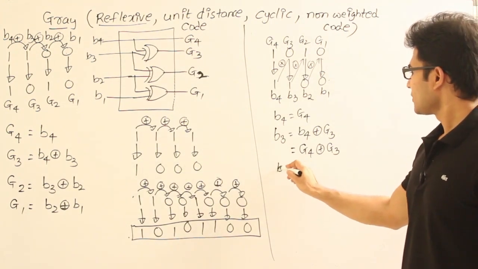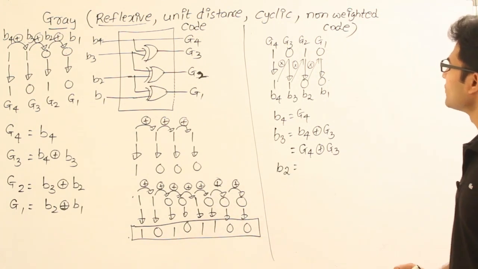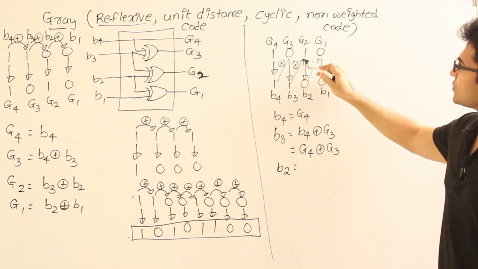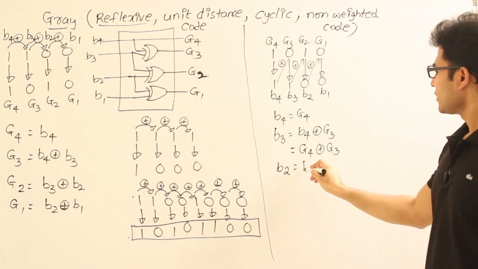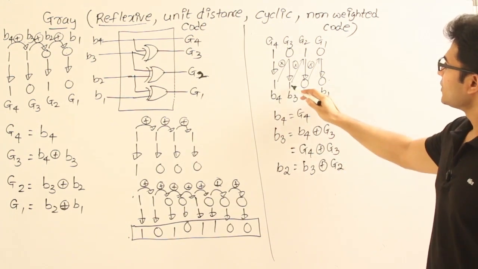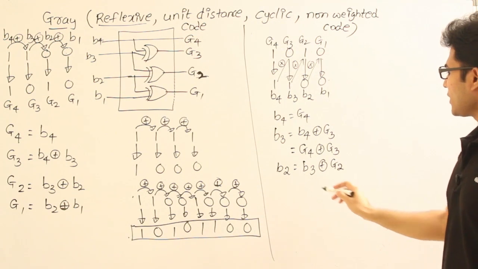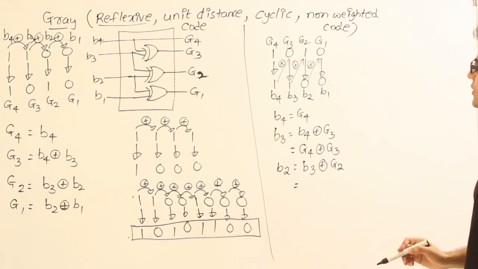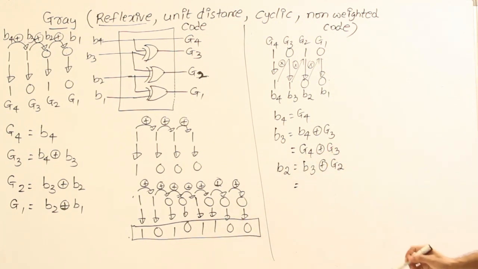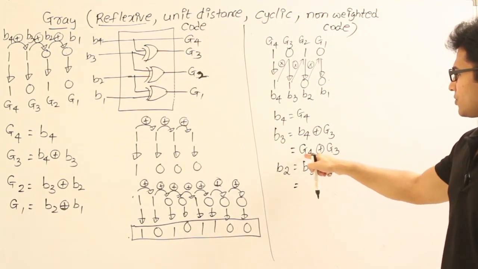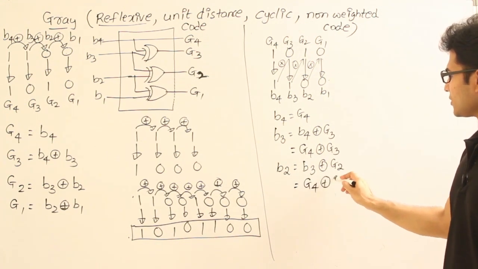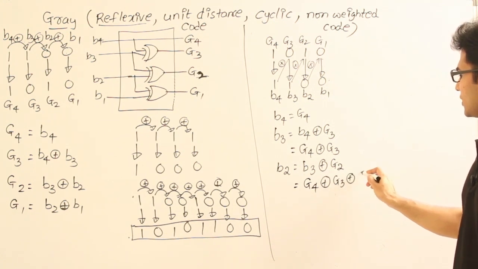And now what about B3, B2? Check B2. So B2 is obtained by taking B3 exclusive OR G2, right? Therefore B3 exclusive OR G2 is B2. And now how do we get B3 then? So check this. B3 is nothing but G4 exclusive OR G3. Therefore in place of B3 I am going to write G4 exclusive OR G3. So G4 exclusive OR G3 exclusive OR G2.